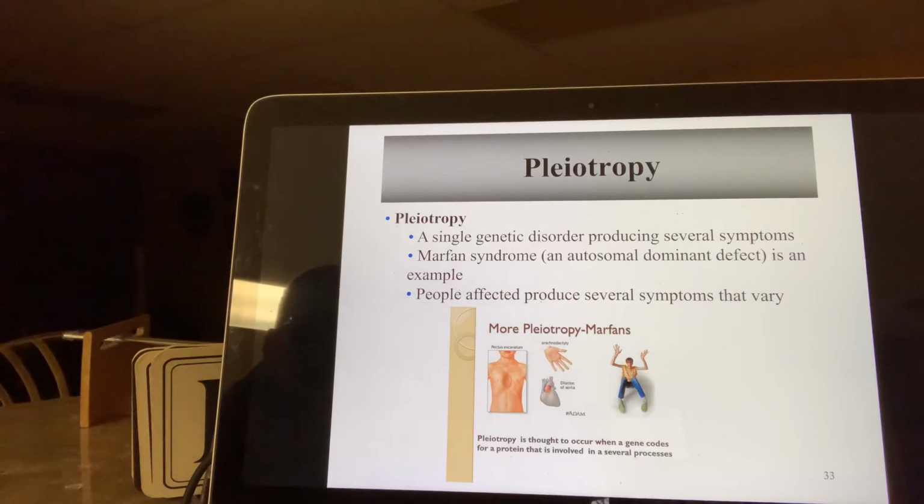Marfan syndrome, as we've mentioned before, is an autosomal dominant defect. It affects the elastic tissues in your body, and it affects many, many different parts of your body. It can cause abnormalities of your heart, abnormalities of your major vessels, abnormalities of your skeletal system, and abnormalities in your body shape. In other words, having this condition affects many different parts of your body, and that is what we call pleiotropy.